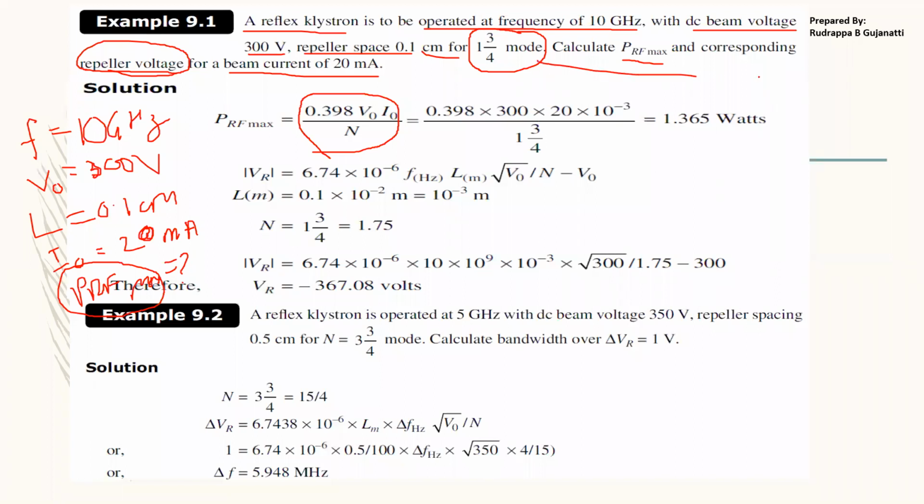So here, this is nothing but N, which we specify as 1 3 by 4, which is nothing but 1 plus 3 by 4, which is equal to what? 1 plus 0.75, which is 1.75. So this is the value of N.